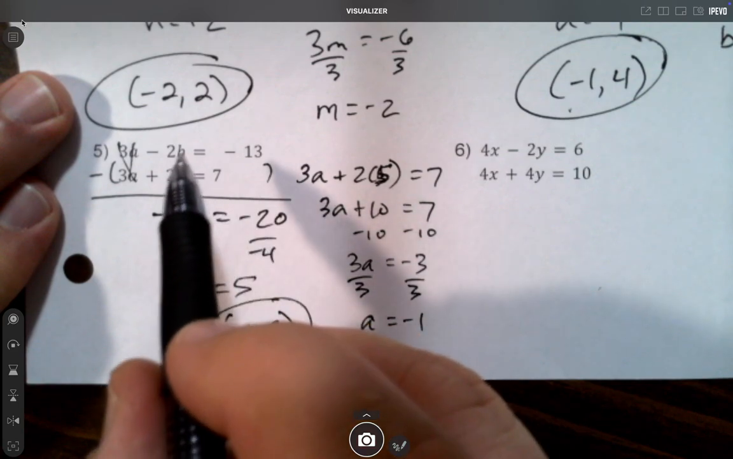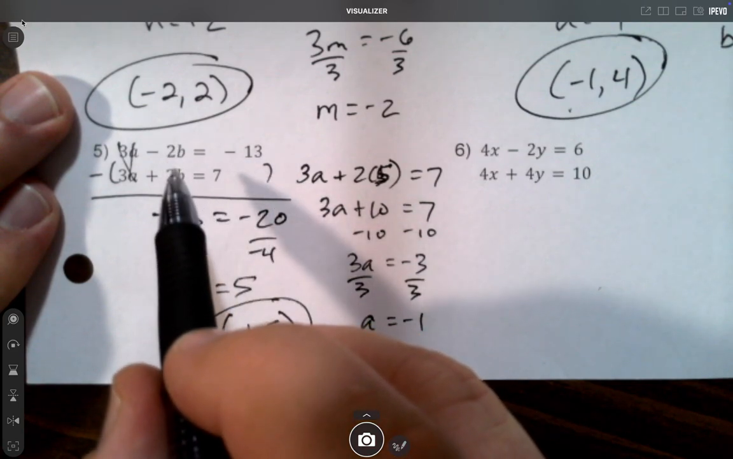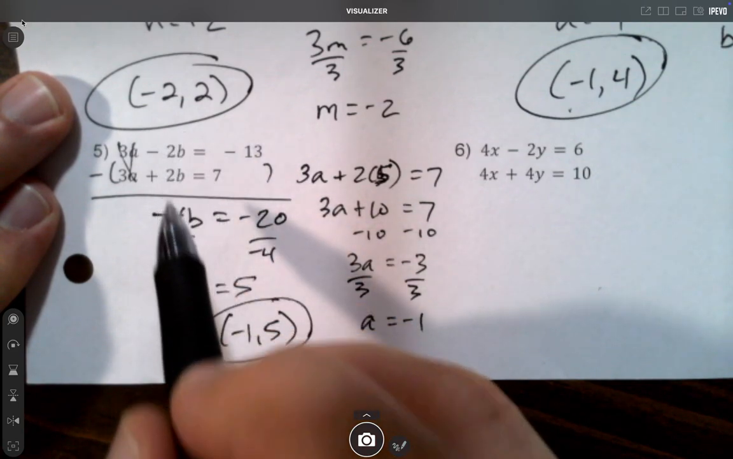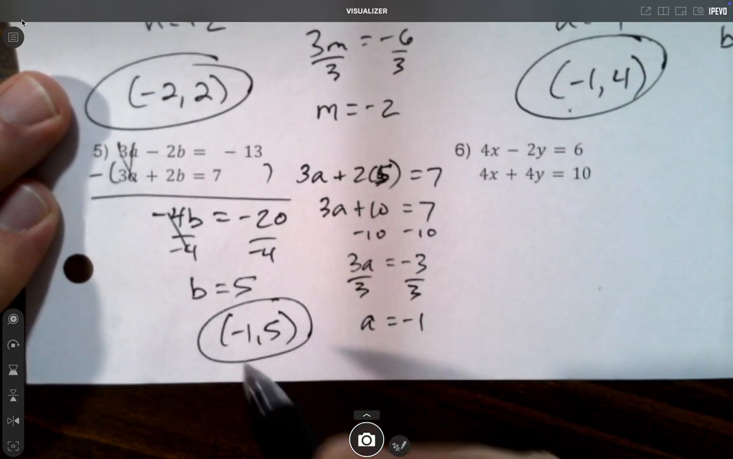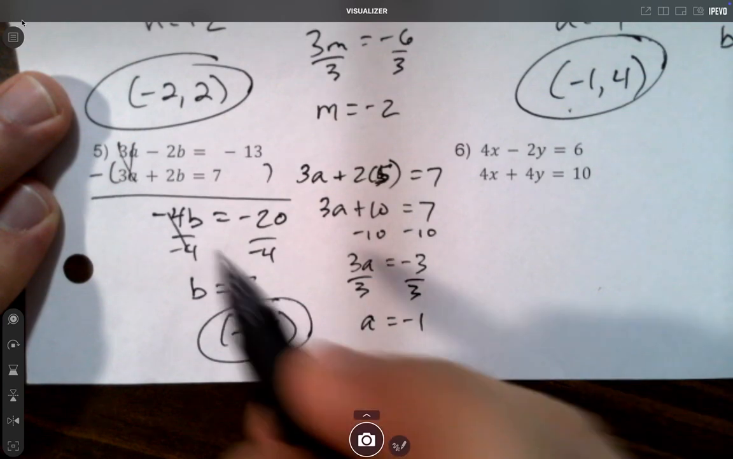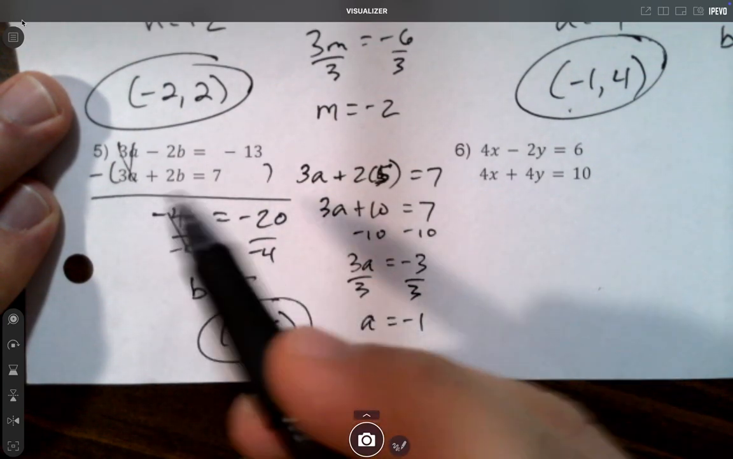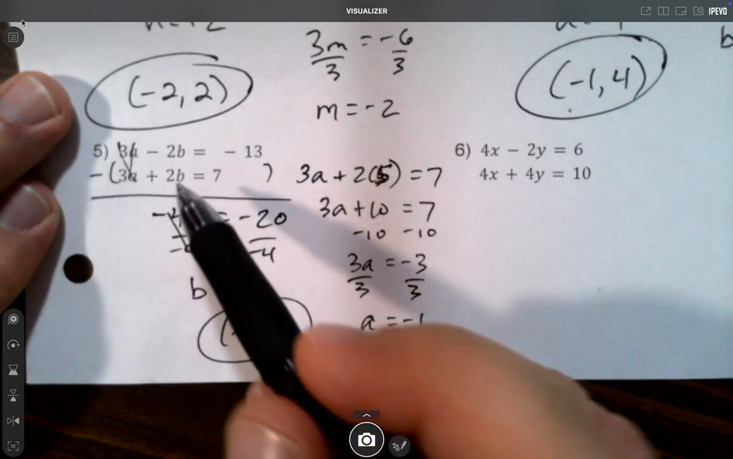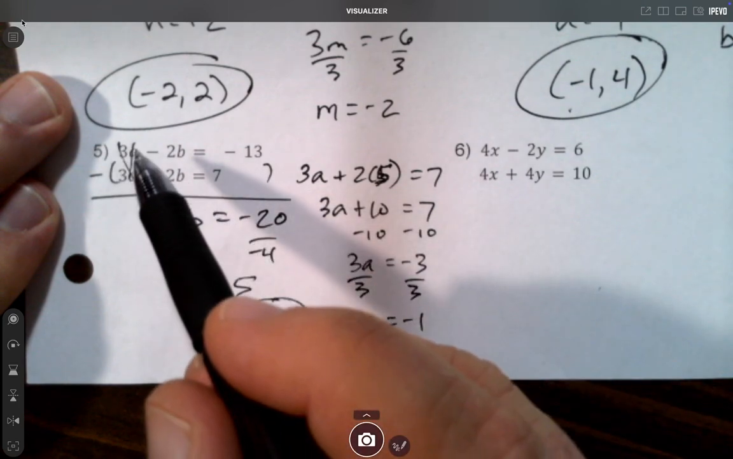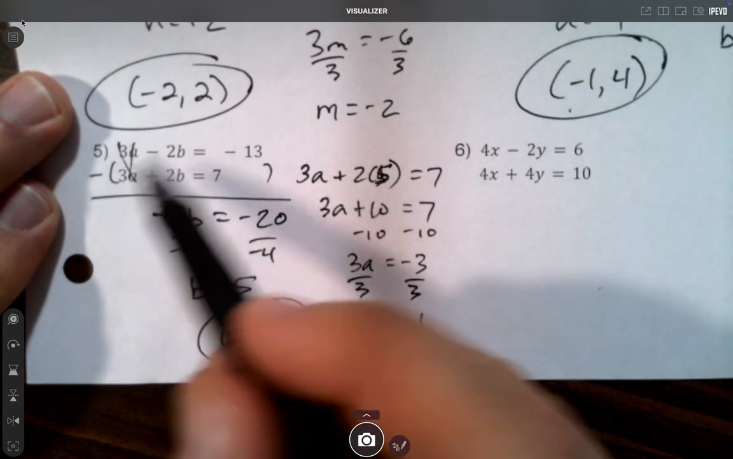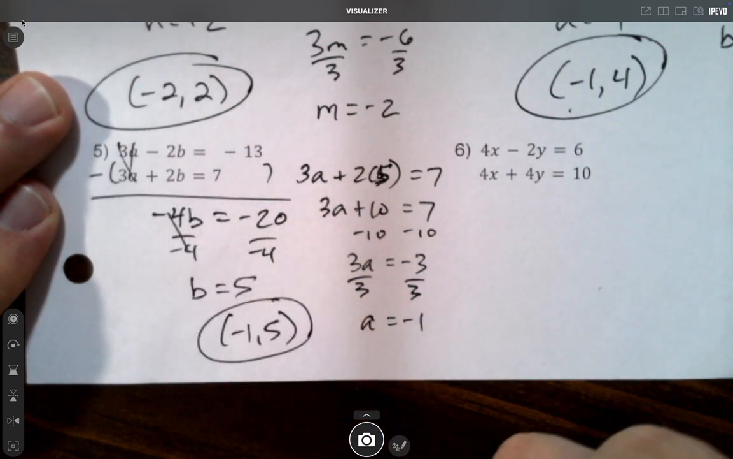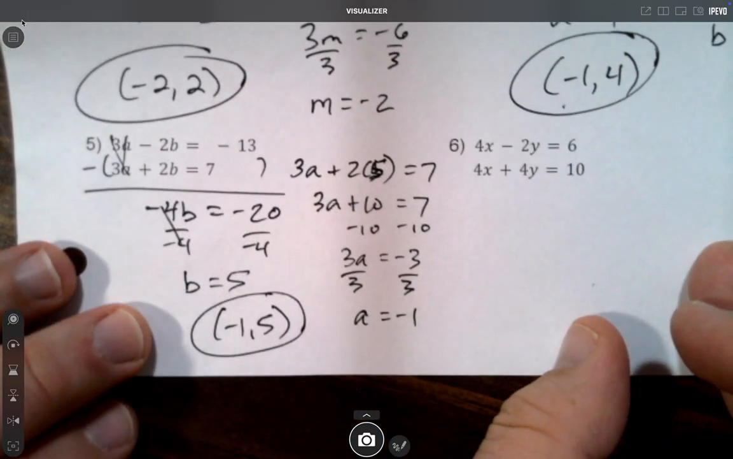And just so you know, if you had chosen to add these two together, it would have eliminated the B's, and you could have still gotten the exact same answer doing it that way. Those don't come often, but you will see them sometimes where you really could eliminate either one. And usually, one you can eliminate by subtracting, like I did, or you can eliminate the other by adding, which would be to eliminate the B's in this case.